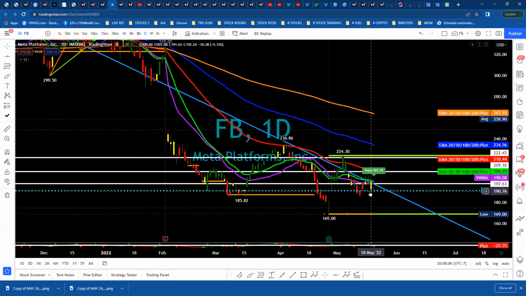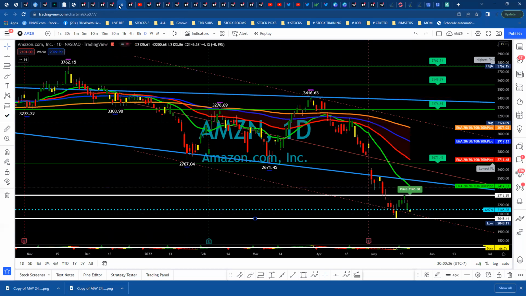Facebook sitting here consolidating as well. Not at the new lows. The lows are 169. We're still up here close to 200. But we are below this trend line, so it's kind of holding us back. We've got to be able to break above this, and also the 20-day moving average at 199. So really 200 is the breakout on Facebook.